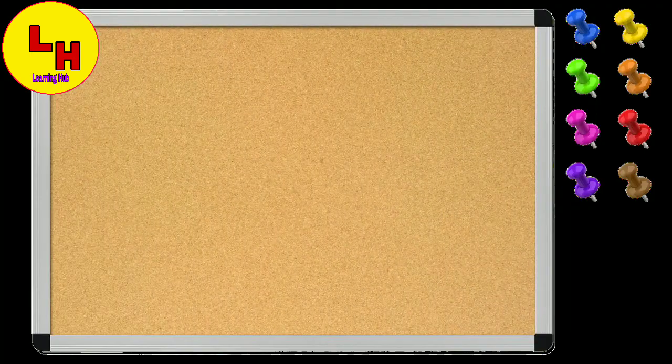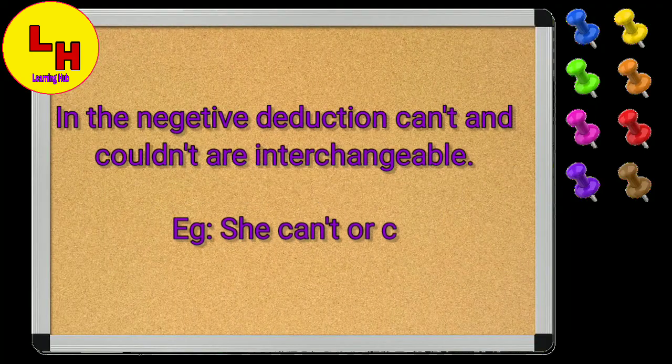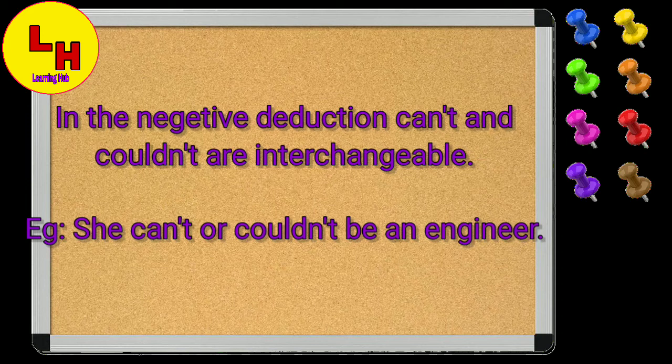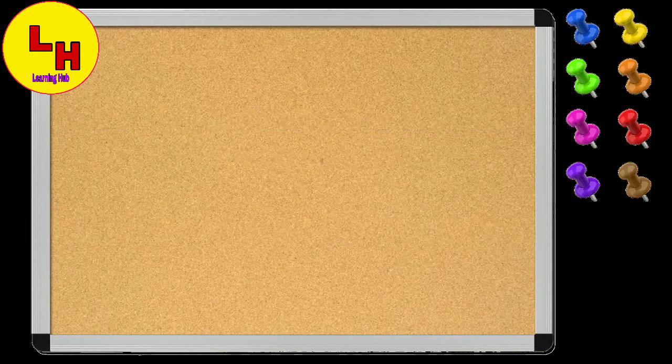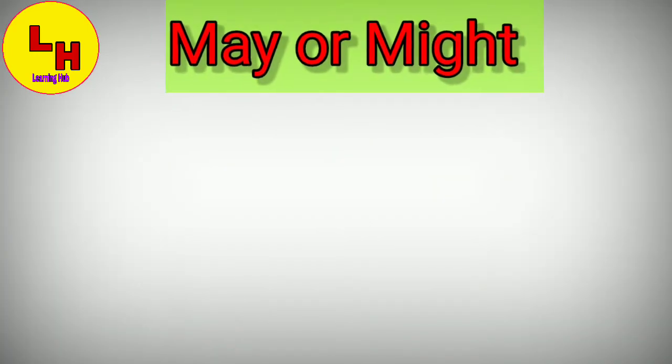One thing I must mention here: in the negative deduction, can't and could not are interchangeable. When we talk about negative things, can't and couldn't are interchangeable. She can't or couldn't be an engineer. Okay, let us move ahead. May or might.